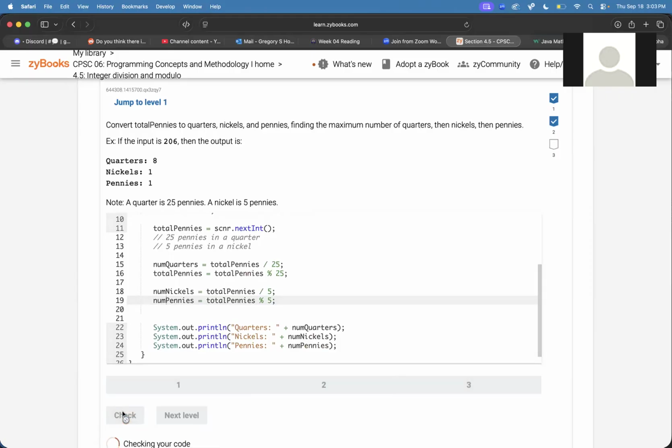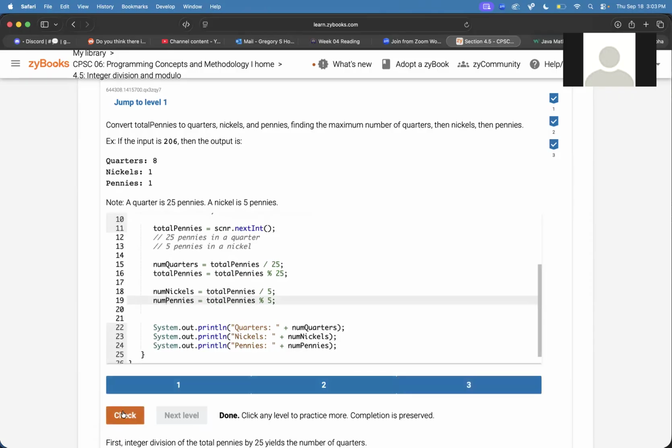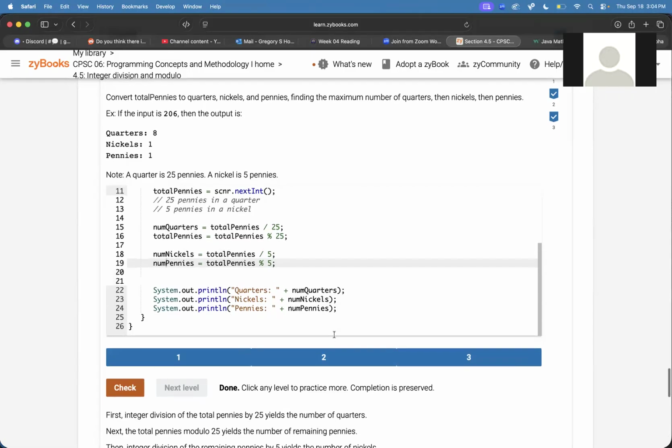So watch the previous lecture if you want more explanation for how to do this. But basically, it's these groups of two where you do division and modulo.